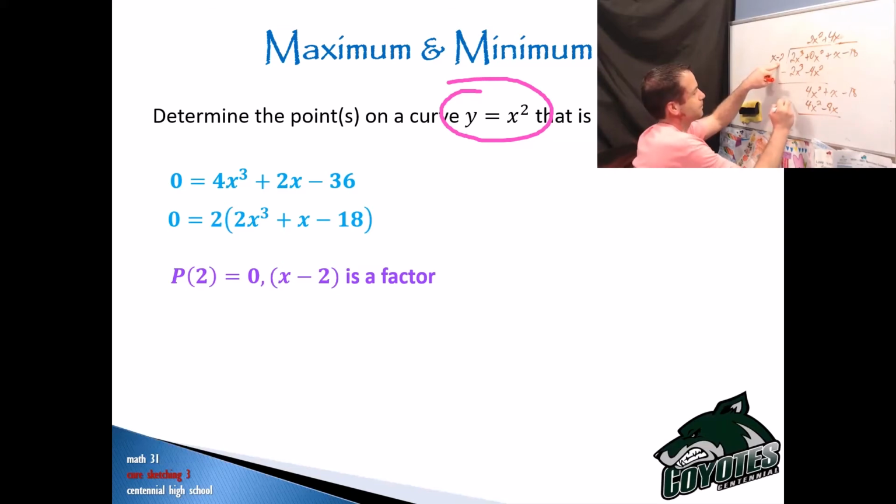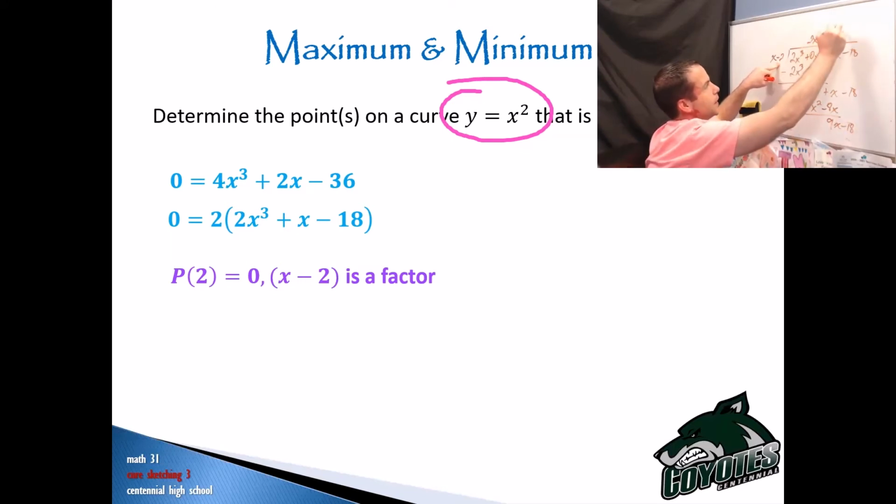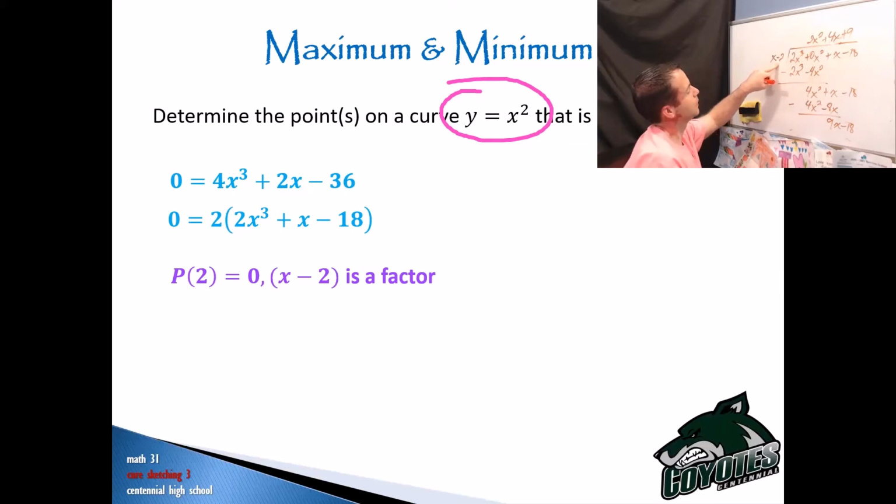Subtract. 1 minus negative 8 is 9. I would need a 9, which would give me 9x minus 18, which gives me a remainder of 0. Okay, so that's going to give me x minus 2 times 2x squared plus 4x plus 9.